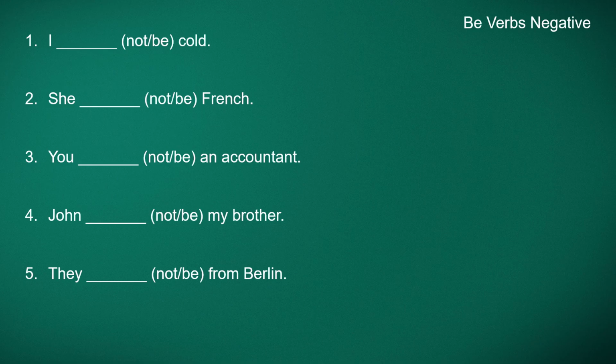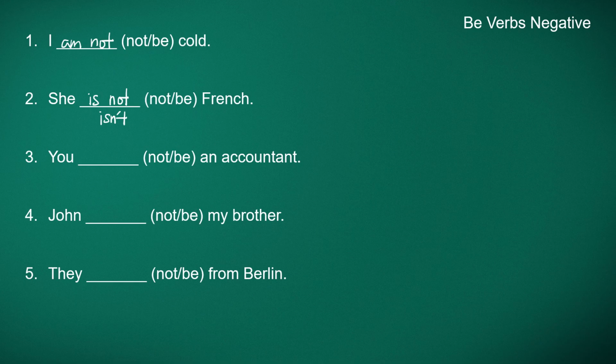I am not cold. I am not cold. She is French. She is not. You can say she isn't. The contraction: she isn't French.